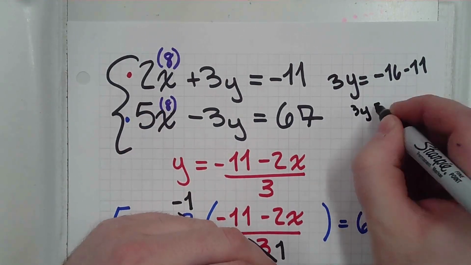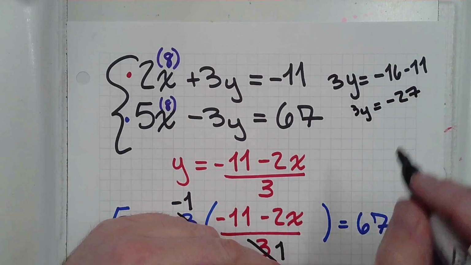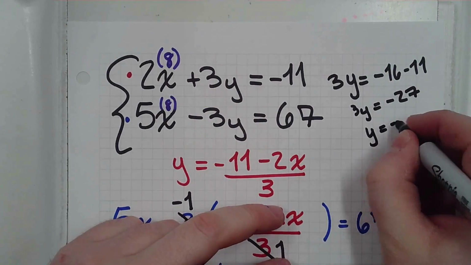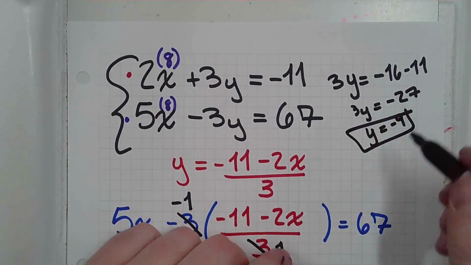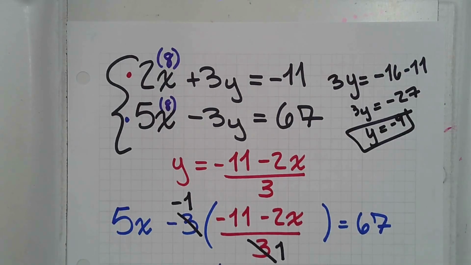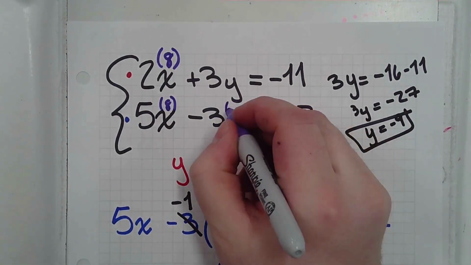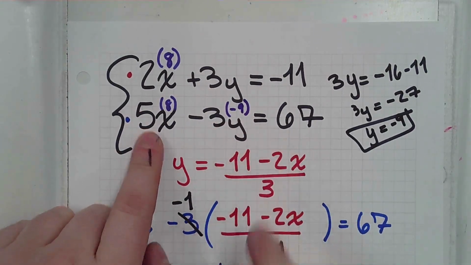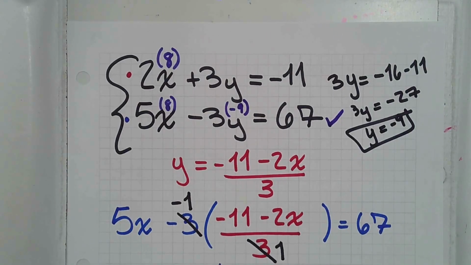So 3y must equal -27, right? If I'm taking away 16 and taking away 11, I'm really taking away 27, so y must be -9. Now, that should work for both, so let's check that. Now that I know this is -9, 40 plus 27 is 67, so that totally works.